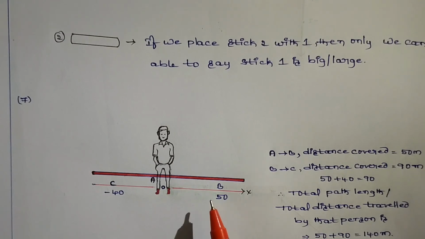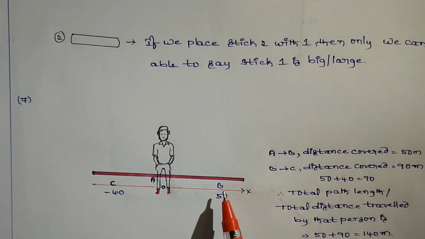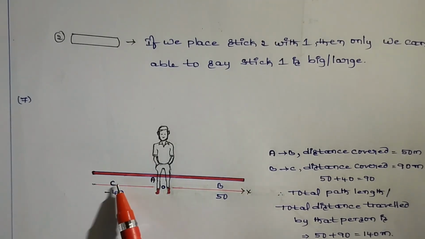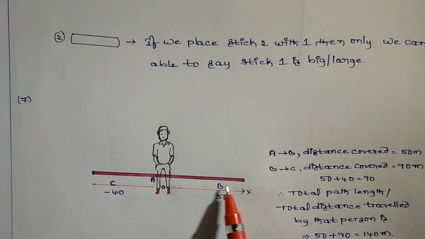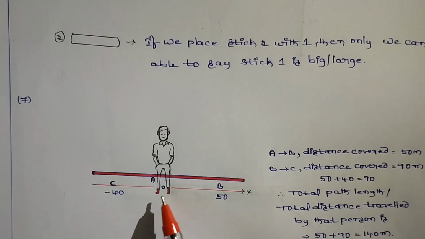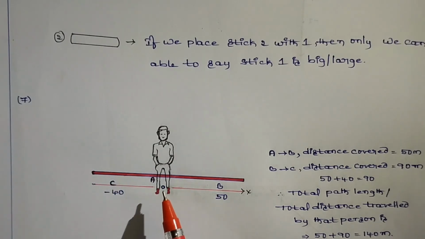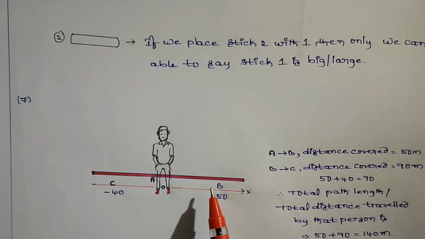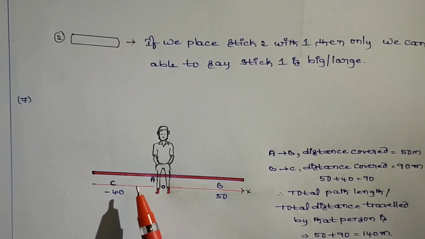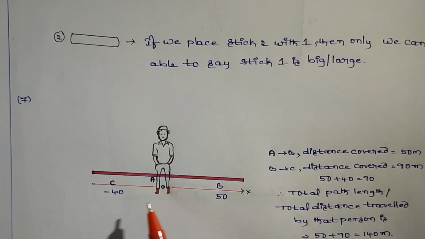Now the person starts moving from A to B in the first case. Next he moves back from B to C. While moving from A to B, the distance covered by the boy is 50 meters. In the second case, he moved back from B to C, so the distance covered by this boy is BA plus AC. That is 50 plus 40, 90 meters.